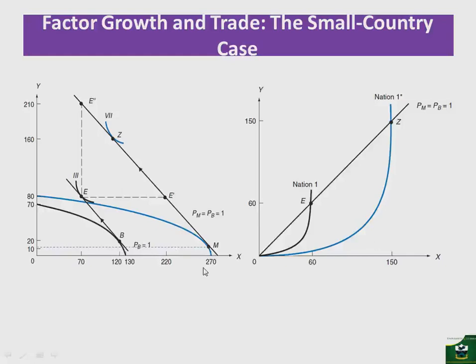In the same way, the consumption of commodity Y has increased proportionately more than the consumption of commodity X. If you compare point E, where we were consuming before growth, and point Z, where we're consuming after growth, we see that the consumption of commodity Y has doubled, from 80 to 160, whereas the consumption of commodity X has less than doubled. We are just moving from 70 to 120, which is about 50. So the consumption of X has less than doubled.